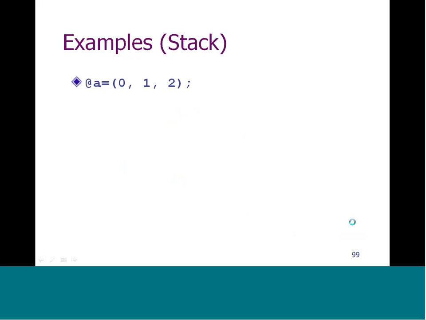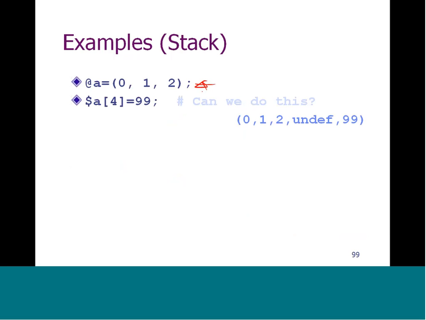So let's see some examples. Here we have a declaration where @A is 0, 1, 2, 3, and then $A we defined as 99. The result of this statement is 0, 1, 2, undef, and then 99.